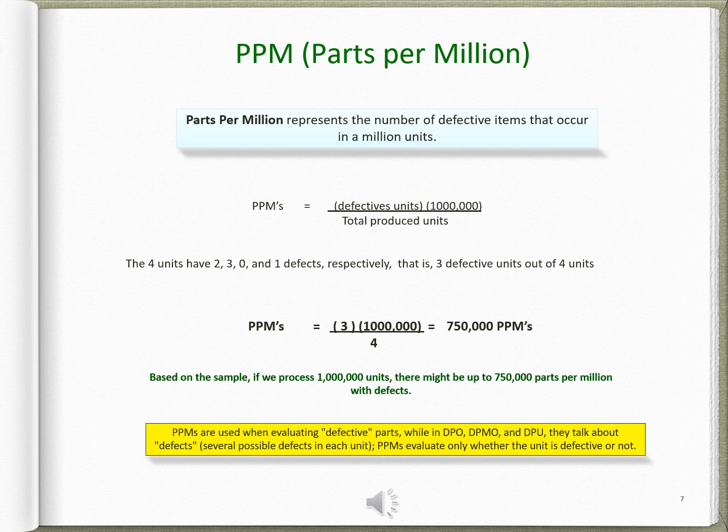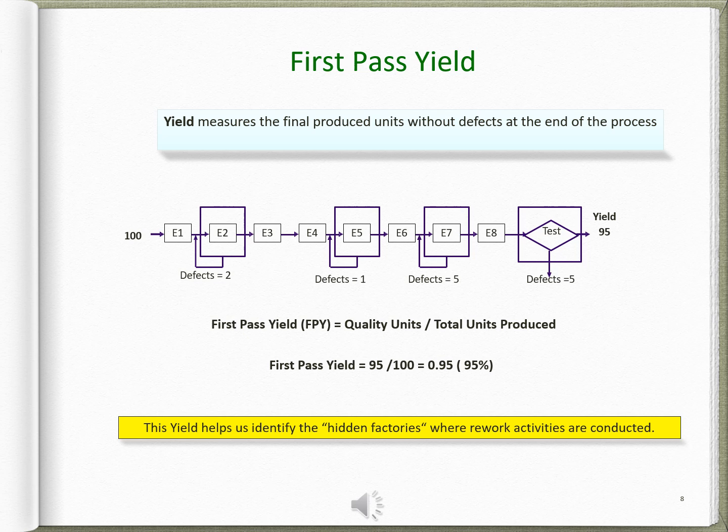In our example, the 4 units present 2, 3, 0, and 1 defects. That is, 3 defective units out of 4 units in the sample. Therefore, 3 defective units times 1 million, and then divided by the sample size, which is 4 units, gives us 750,000 ppm. In other words, based on the sample, if we process 1 million units, there might be up to 750,000 parts per million.